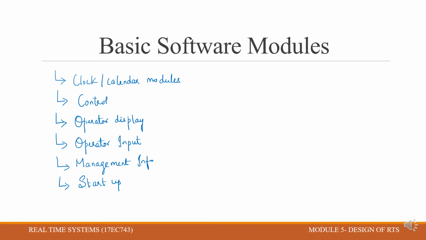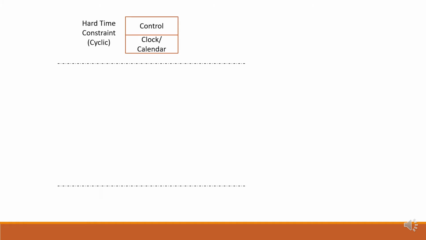Every module mentioned here has different timing constraints. It may be hard, soft, or sometimes interactive. Depending upon the time constraints and the functionalities, we need to categorize the different software modules. The first module is the control module.